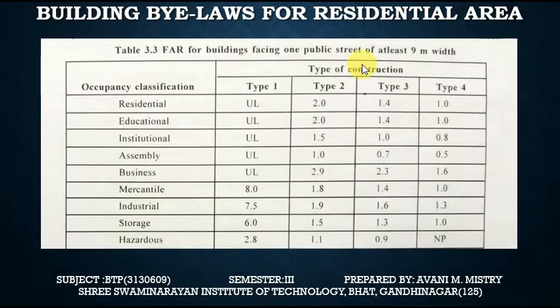FAR for the building facing one public street of at least 9 meter width. So residential building, UL, type 2, then 1.41.